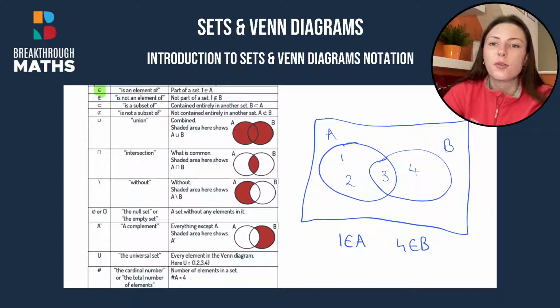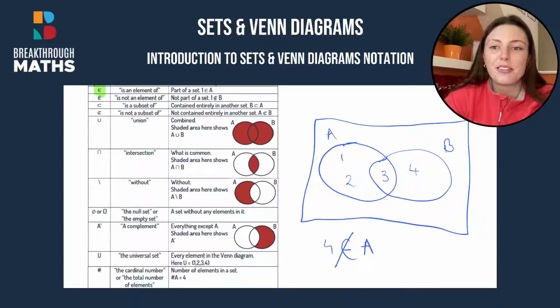Okay, on to the next one. We have not an element. So this just means that it is E with a line through it. So we could say 4 is not an element of A. That's because it's an element of B. So that's the second symbol done.